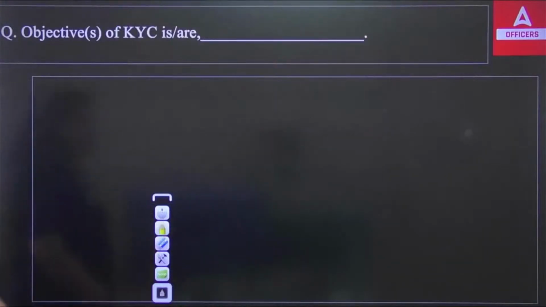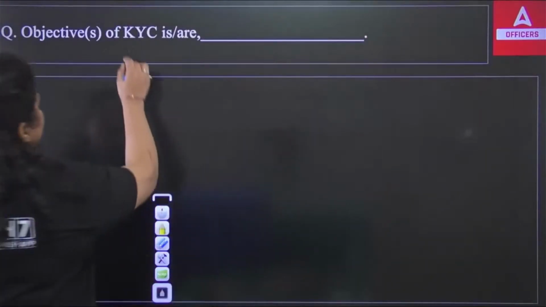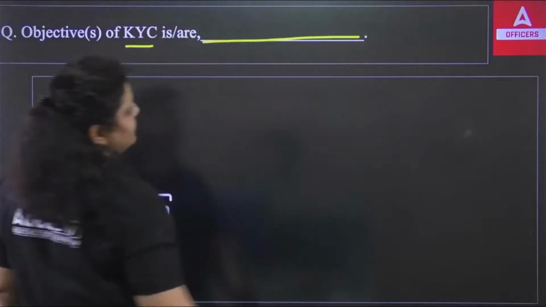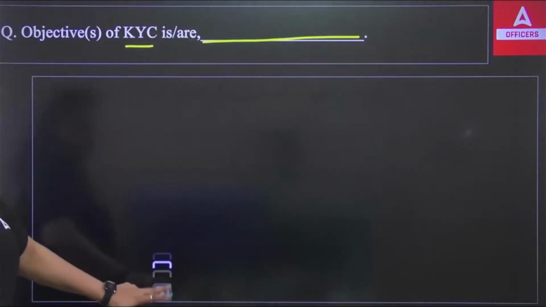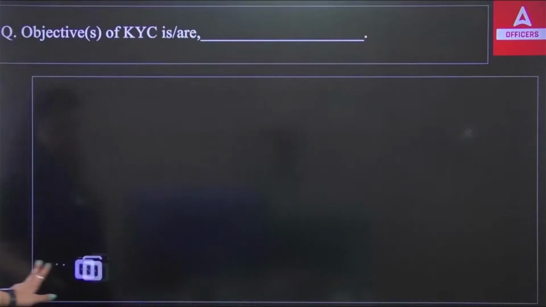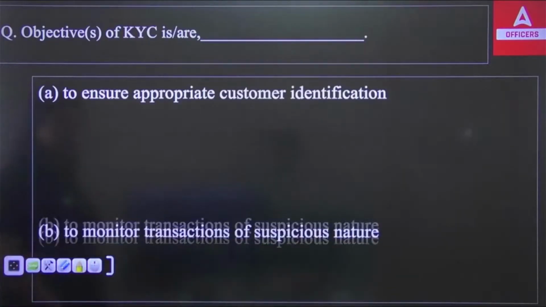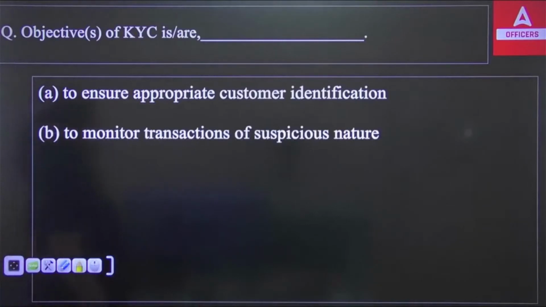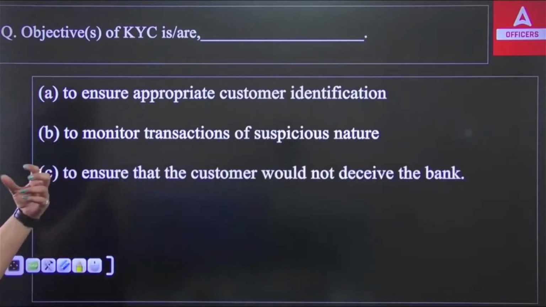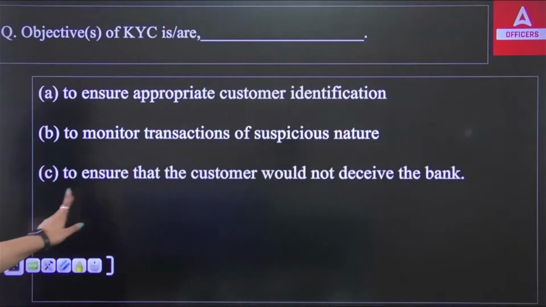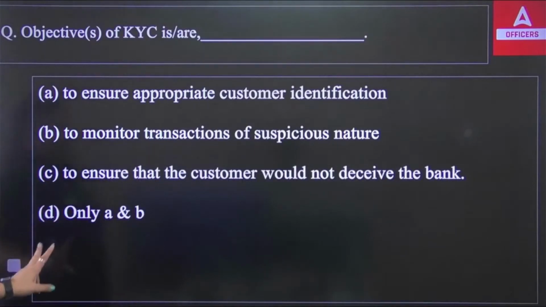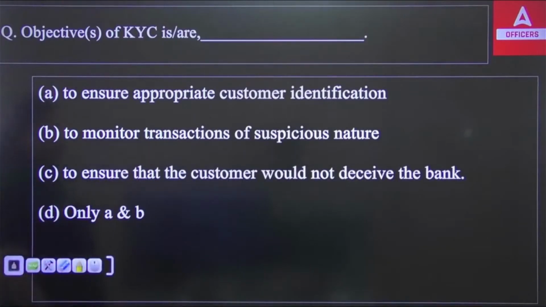Okay, next question is talking about objective of KYC is a dash. What is the objective of KYC? So the objective of KYC is very simple. First, to ensure appropriate customer identification. Second, to monitor transaction of suspicious nature. Third, to ensure that the customer would not deceive the bank. Fourth, only A and B. So what do you think, which of the following is true objective of the KYC?